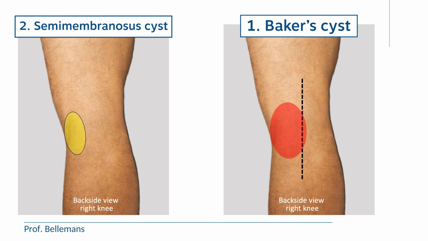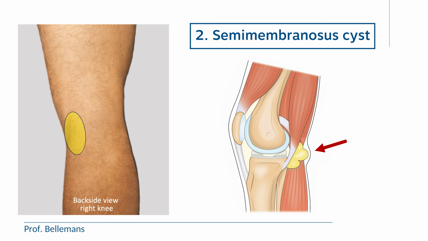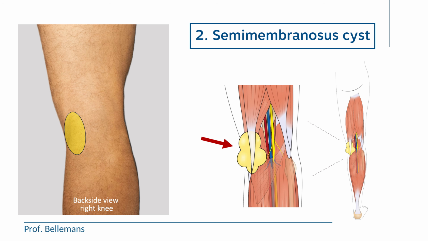2. Semimembranosus cyst. Before you decide that the problem is a Baker cyst, be sure that it is not a semimembranosus cyst, because the two are completely different. A semimembranosus cyst is a tendon cyst, so it arises from the tendon sheath. In this case, the tendon sheath of the semimembranosus tendon. A semimembranosus cyst is usually located slightly more medial than a Baker cyst, and it is also more painful.